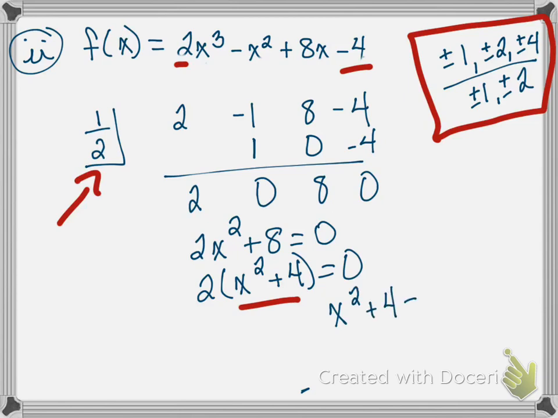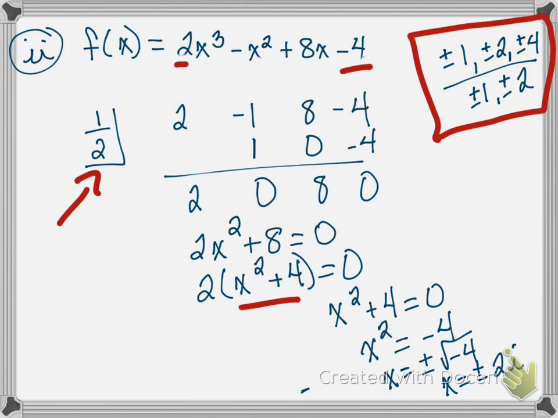What you are more likely to see on the test is an example that says find all zeros, real and complex. So I want you to be aware of those. So again, the answer to this particular problem is x equals plus or minus 2i. Those are your complex solutions. And then you have 1/2, which is your rational solution.